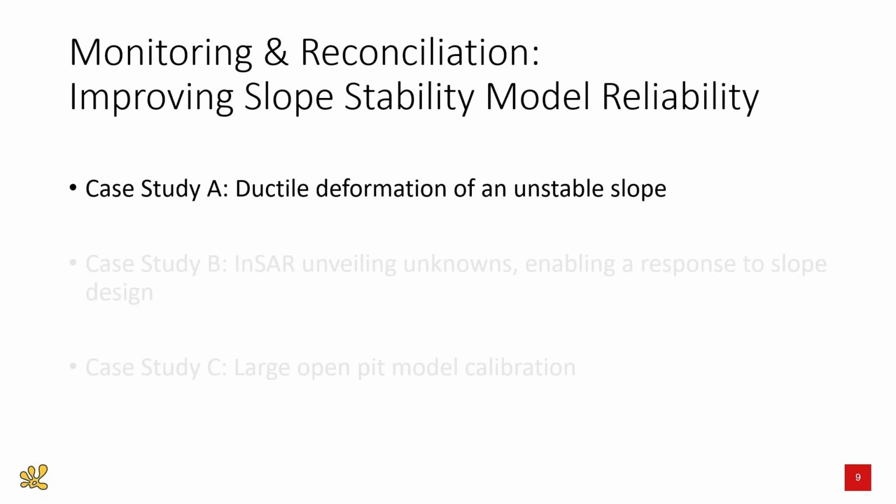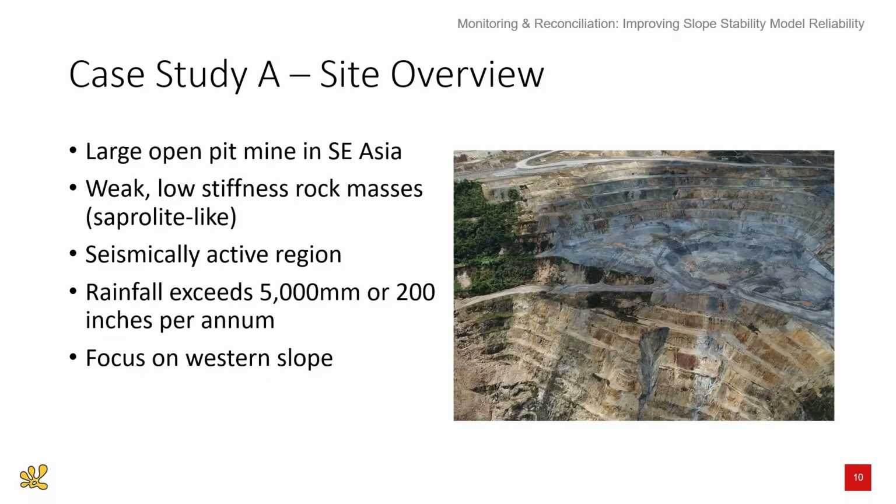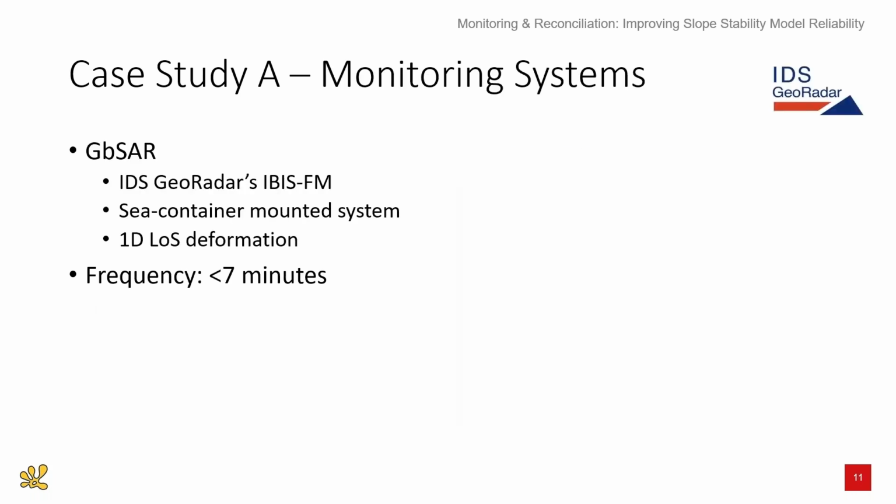So our first case study. We're going to look at ductile deformation of an unstable slope. This case study is from Papua New Guinea in Southeast Asia. Here we have a very weak, low stiffness rock mass. It's saprolite-like. It's a seismically active region, and rainfall exceeds 5,000 millimeters or 200 inches per annum. The focus is on the western slope.